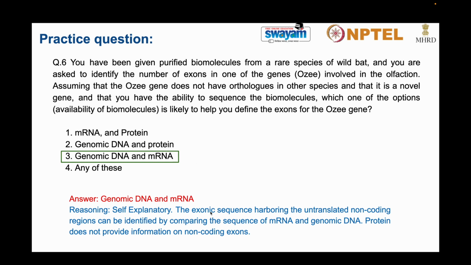In this, they have given the explanation that the exonic sequences harboring the untranslated non-coding regions can be identified by comparing the sequences of mRNA and genomic DNA. Protein does not provide information on non-coding exons. So yes, there are certain exons that remain non-coding for the protein. In this way, we are using mRNA and genomic DNA. So I hope it is clear.